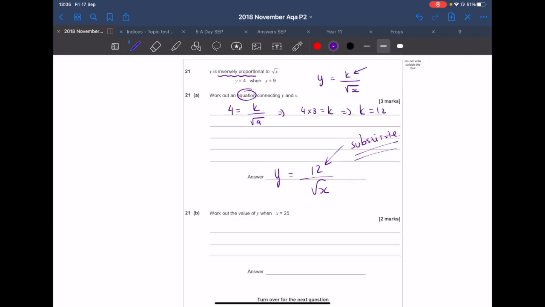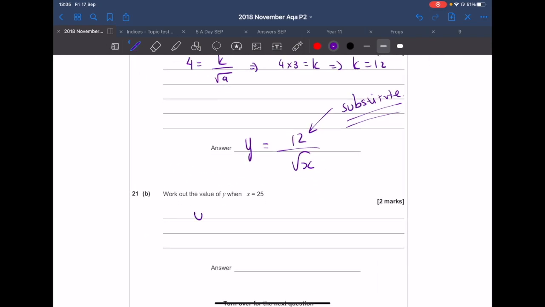Work out the value of y when x is 25. Nice and easy. y equals 12 over the square root of 25. 12 over 5 is the answer for this. Or you can leave it as 2.4, or 2 and 2/5, for example. Either of these answers is correct.